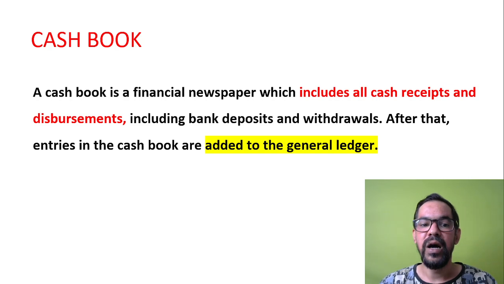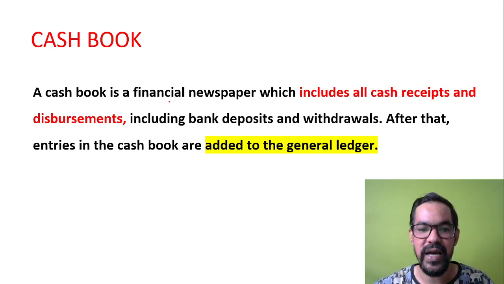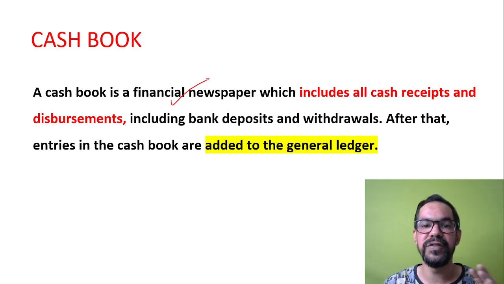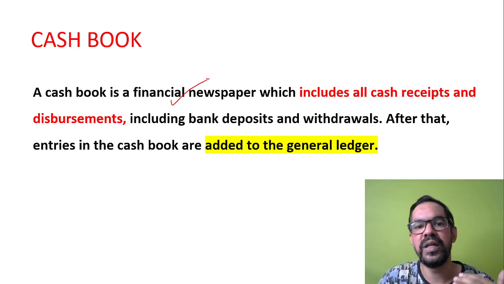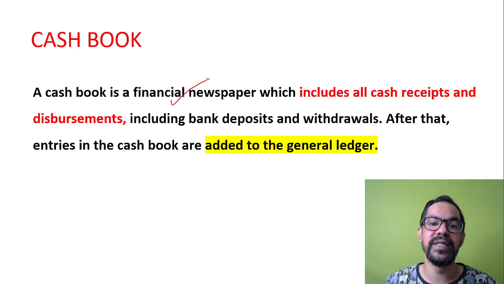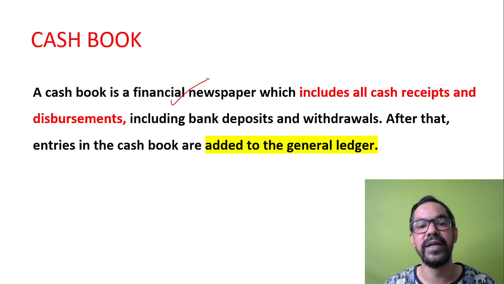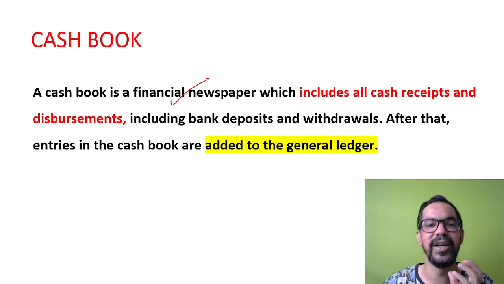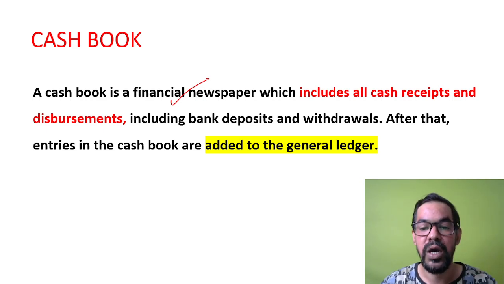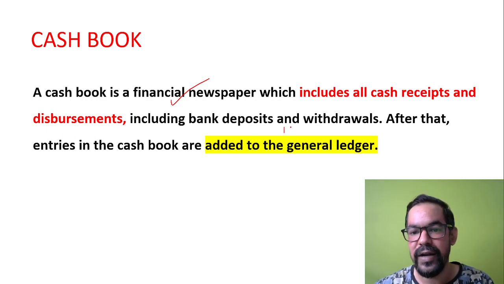A cash book is a financial newspaper, as I mentioned earlier, because let's say in a day there are a number of transactions that happen in our office. They pay rent, they pay insurance premium, or they pay for pantry or others, or even there are some earnings through sales or some debt receipt. That's why it is known as a financial newspaper. On a daily basis, whatever cash transactions go on in any organization are part of your cash book, which includes all cash receipts and disbursements, including bank deposits and withdrawals.